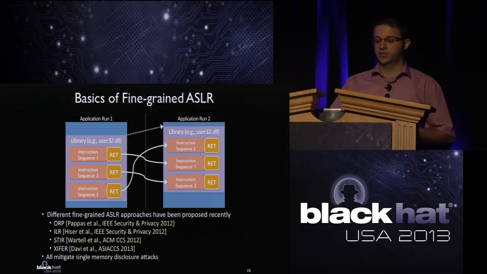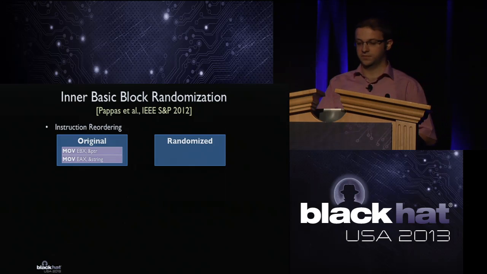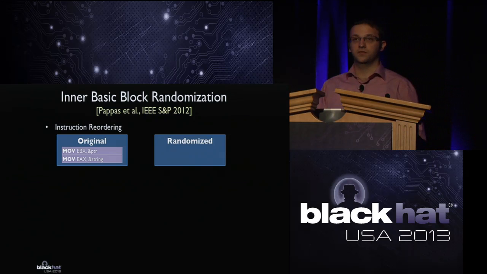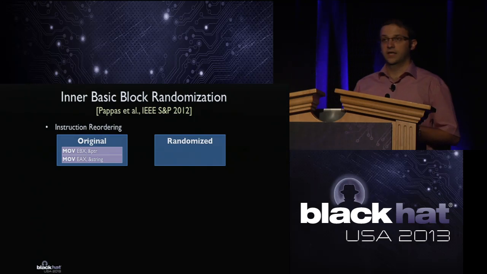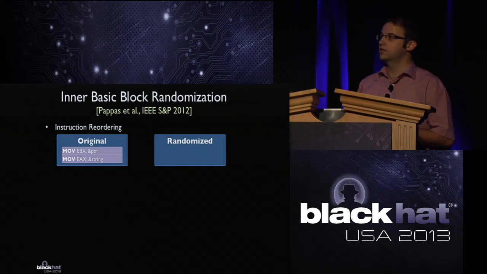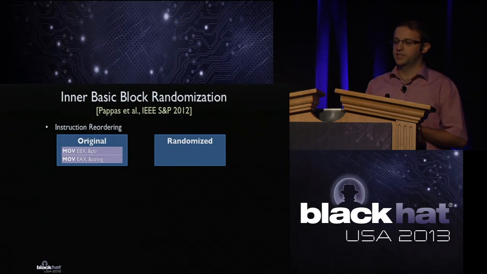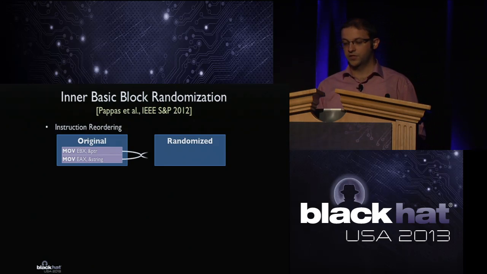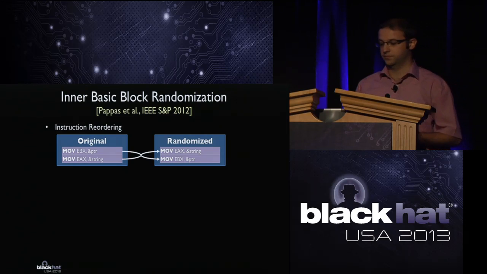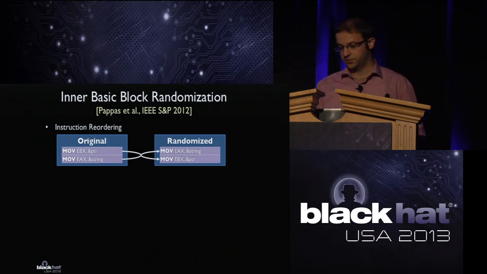Now let us go into more detail for each of these proposals. The first proposal, presented by Pappas et al., enforces randomization within a basic block. And the authors specifically propose 3 randomization techniques. The first technique is based on instruction reordering, which is obviously only possible if the instructions have no dependency on each other, so that they can be easily switched.